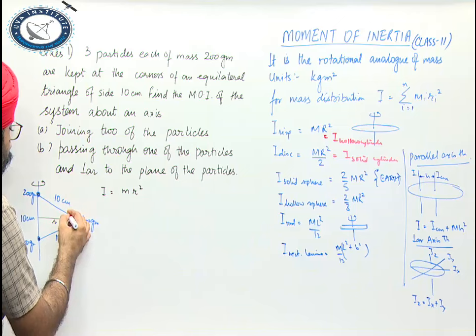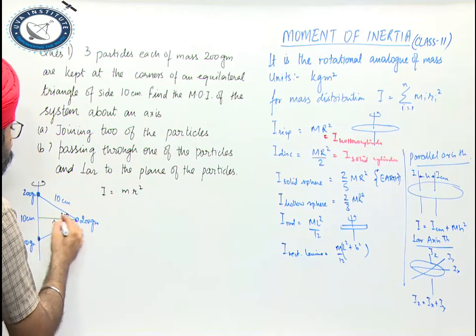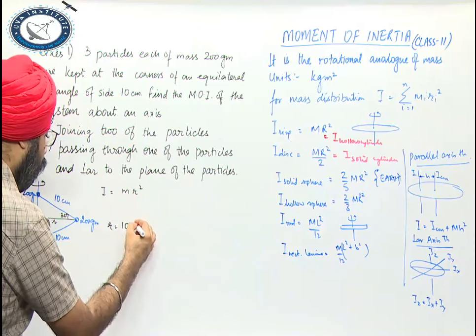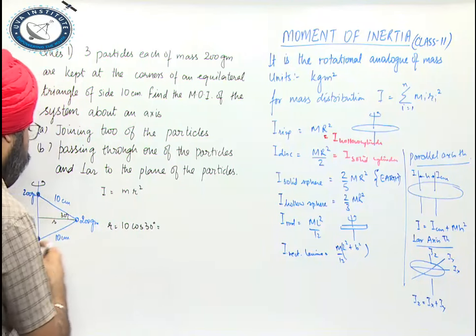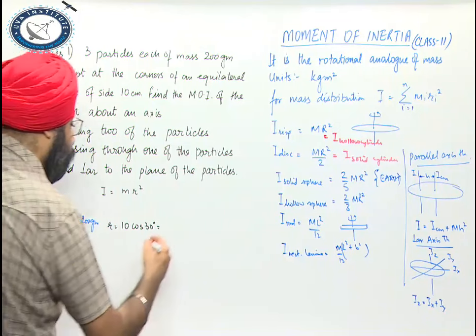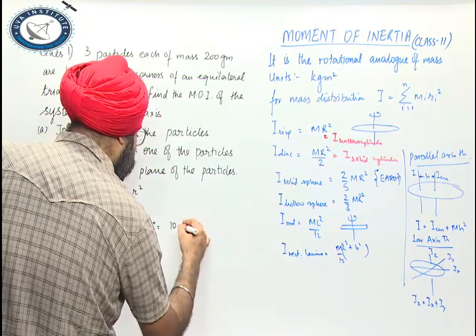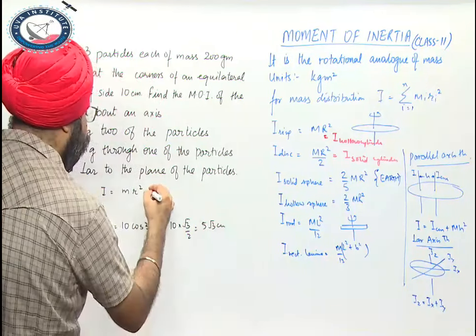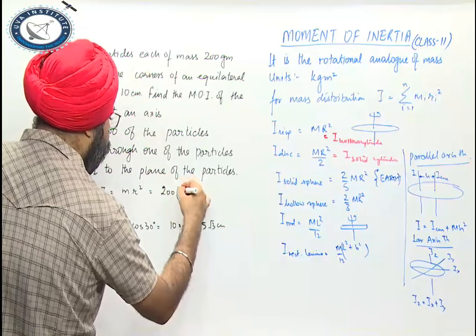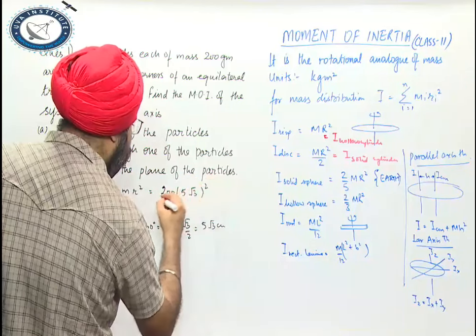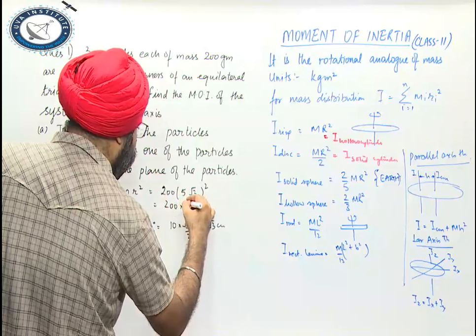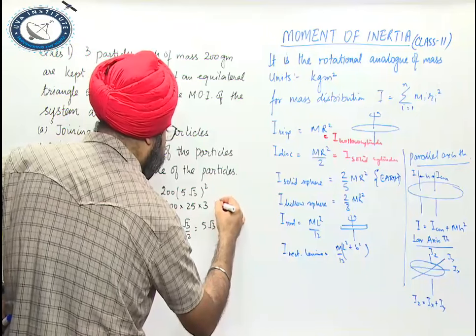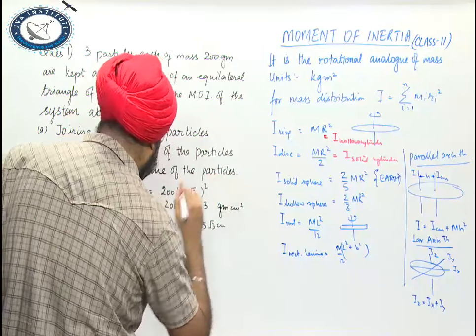Now this is an equilateral triangle, so this angle is 30 degree, where r is equal to 10 cos 30. I am taking all the data in CGS units. Cos 30 is root 3 by 2, that is 5 root 3 centimeter. So mass here is 200 gram, r is 5 root 3 whole square, which is 75. 200 into 75 is 15,000. The units will be gram centimeter square. This will be your answer.